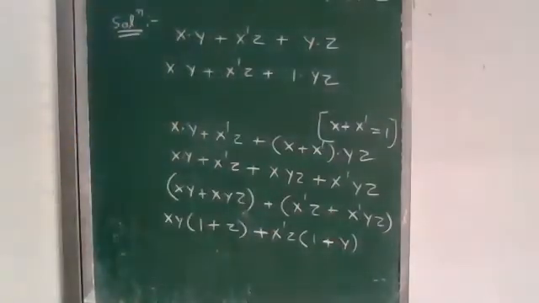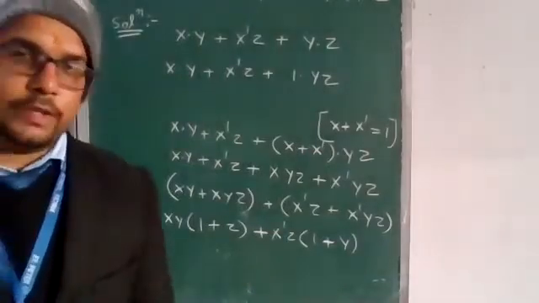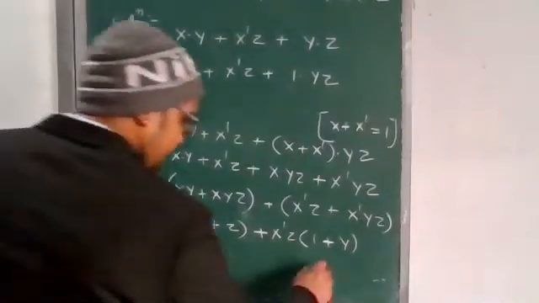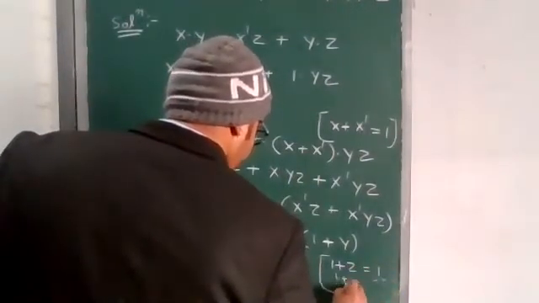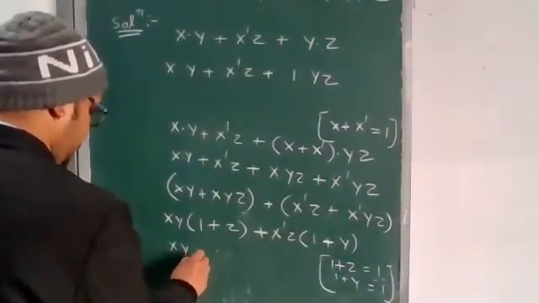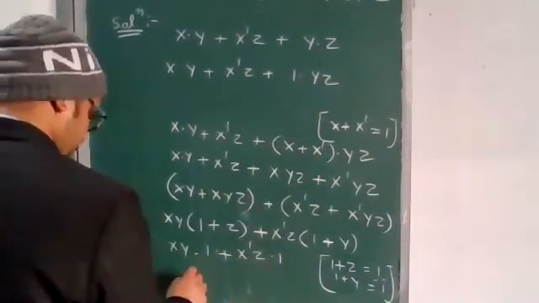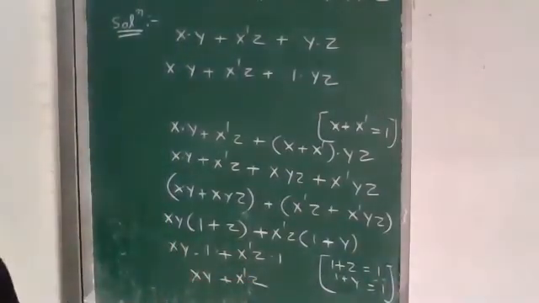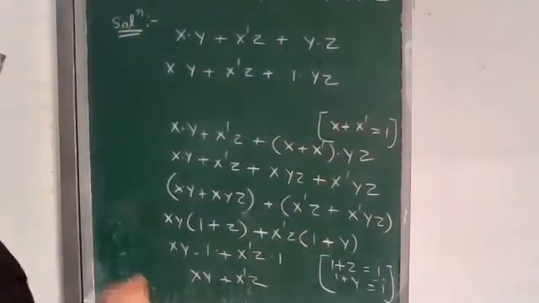By the basic properties, the value of 1 plus z is 1 and 1 plus y is also 1. By the properties, note down, 1 plus z equals 1. Similarly, 1 plus y is also 1. So according to this, xy dot 1 plus x complement z dot 1. Result is xy plus x complement z. So this is the right hand side. Look, this xy plus x complement z is our final answer.